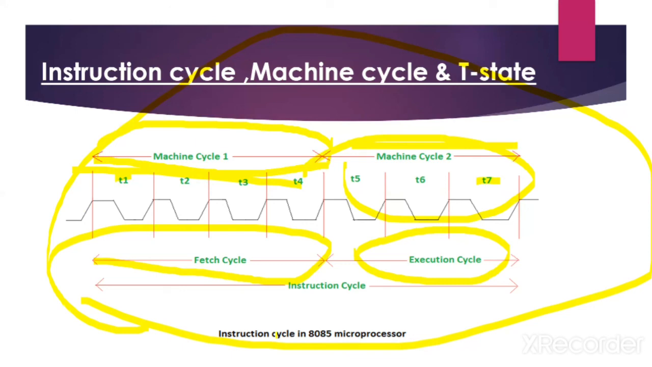This diagram shows the diagrammatic representation of instruction cycle, T state and machine cycle required for execution of an instruction. From it is clear that an instruction cycle consists of a number of machine cycles and a machine cycle consists of a number of T states. Thank you.